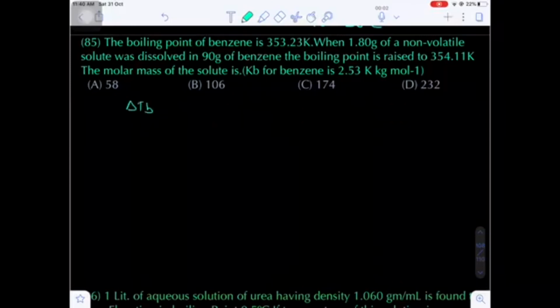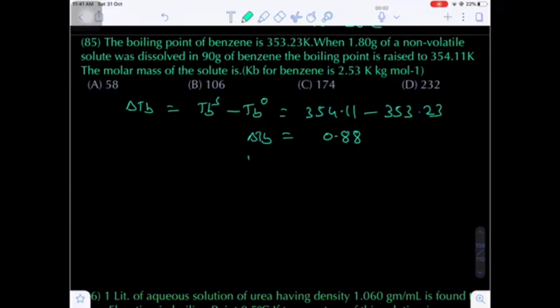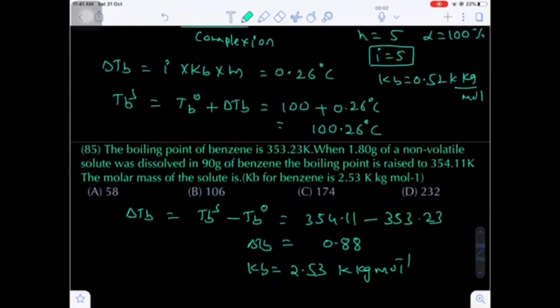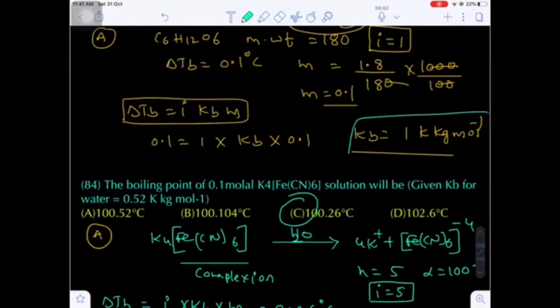First of all, delta Tb. What is the delta Tb? That is the boiling point of solution minus the boiling point of solvent. Boiling point of solution 354.11 Kelvin minus solvent 353.23 Kelvin. So the value will be 0.88 Kelvin. Okay. And what is the Kb value for the solvent given in the question? 2.53, because it is experimental data, it should be given in the question. Otherwise, with the help of other information we have to calculate it, because in the previous question you see we were calculating the Kb value.